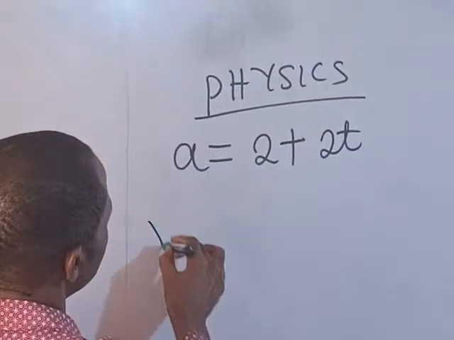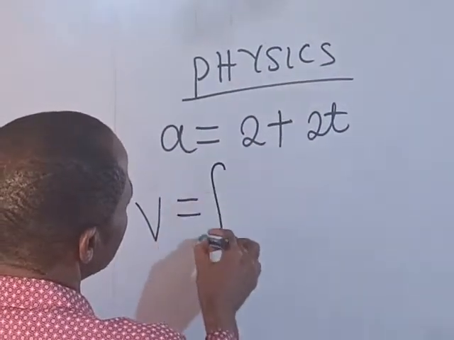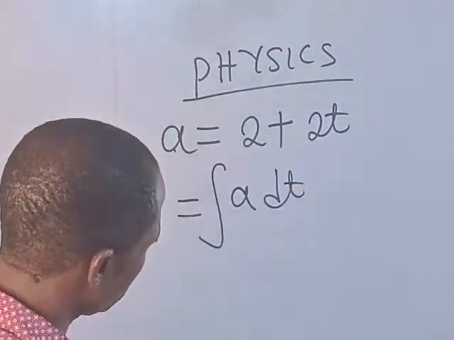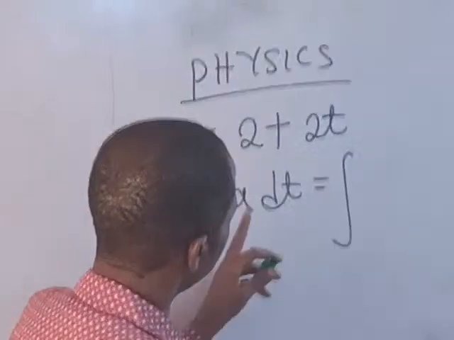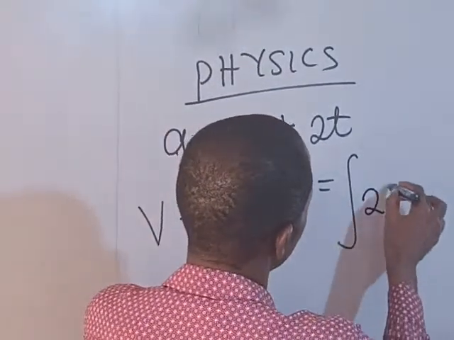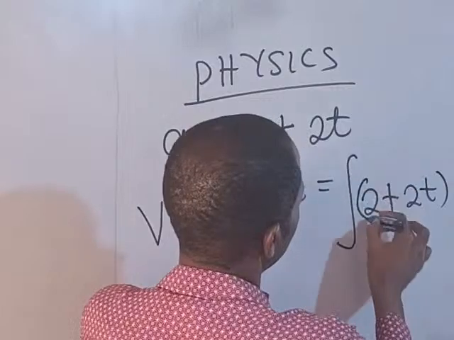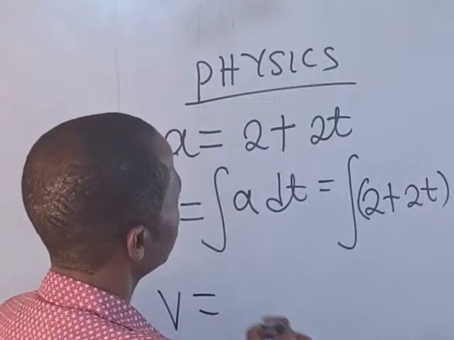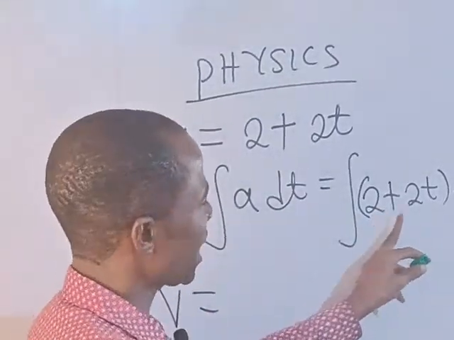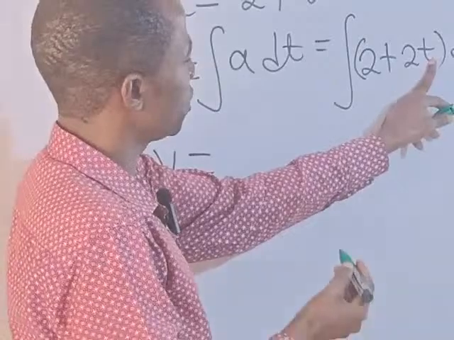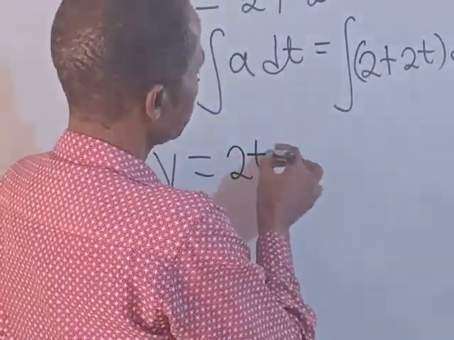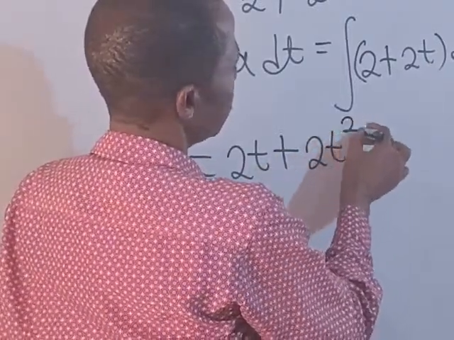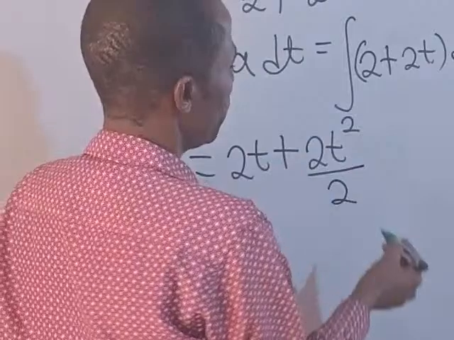Now, velocity can be gotten by integrating the acceleration. So that's the integral of acceleration dt, and this is going to be the integral of the acceleration that has been given as 2 + 2t, dt. If we integrate this, the integral of a constant just carries that coefficient. So the integral of 2 will give us 2t, plus, integrating 2t, that's going to be 2t squared all over 2. Basically, this is what you have.